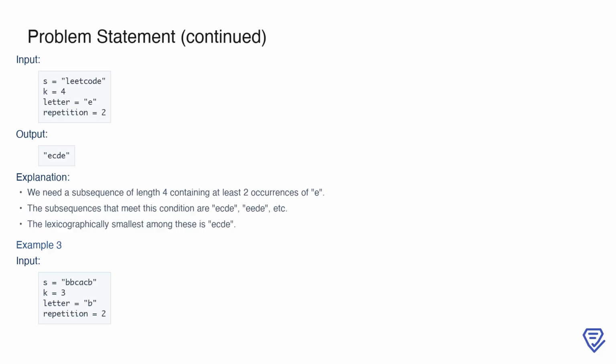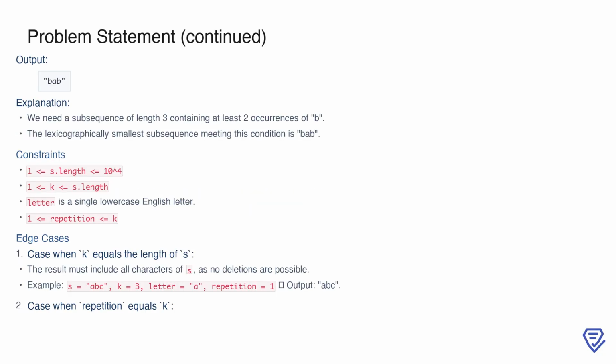Another example to consider is when S is bba, k is 3, letter is b, and repetition is 2. In this case, the subsequence must have a length of 3 and include b at least twice. Among the valid options, the lexicographically smallest subsequence is bab.